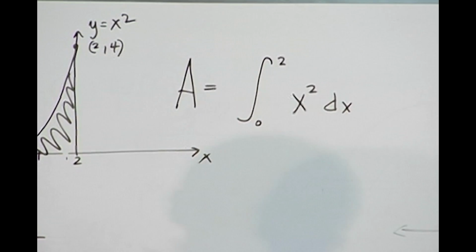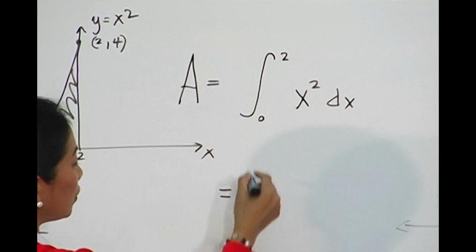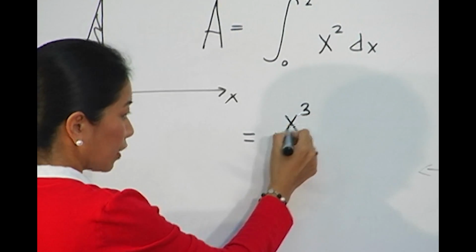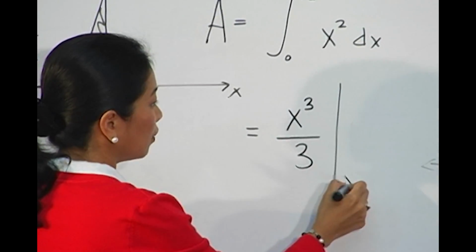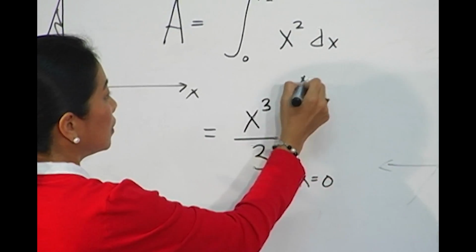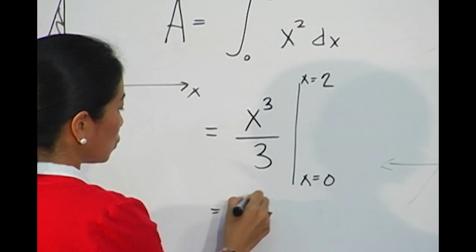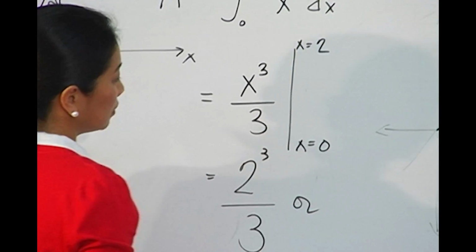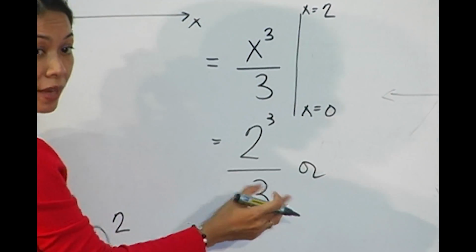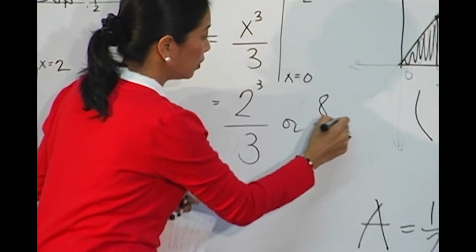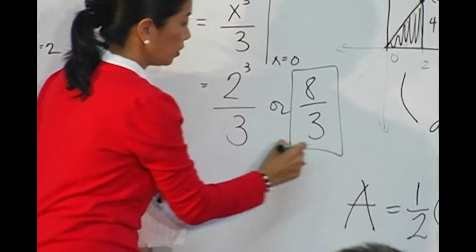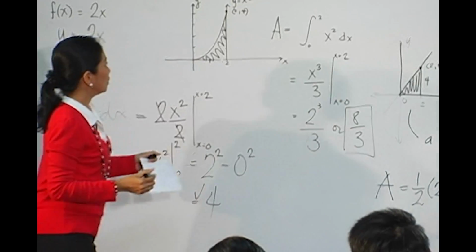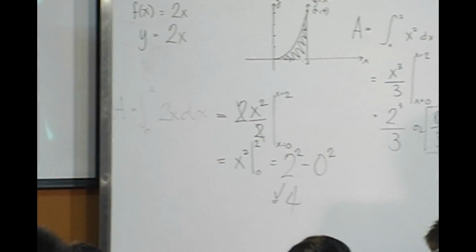Okay, so A equals, can we continue this? X cubed over 3 from x equals 0 to x equals 2. So this is 2 cubed over 3, or well, we know that's going to be 0 anyway, so allow me to go directly to 8/3. Okay? Now, what if this is what we want?